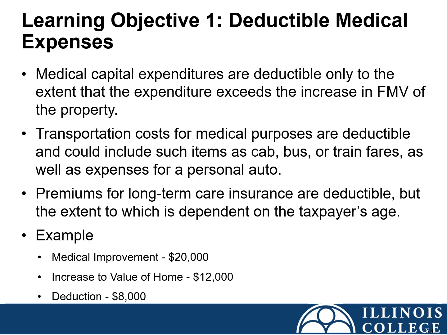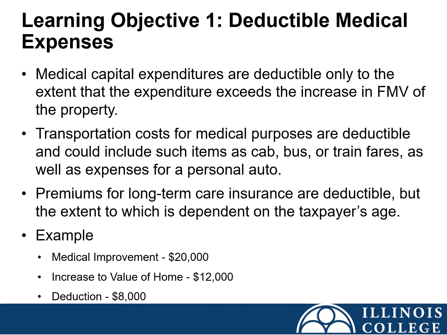So that means we're taking the $20,000 total cost, we're subtracting out the $12,000 because that went into the value of our home, and we're left with an $8,000 deduction. So again, you can only deduct the portion that is truly related to medical need, not the part that increases the value of your property.